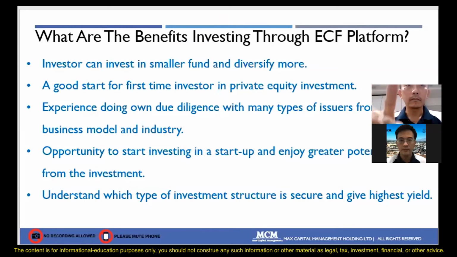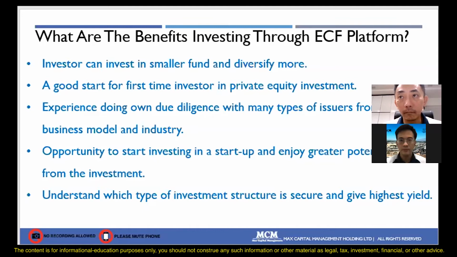The second one is a good start for first-time investors in private investment. And the third one is experience in doing your own due diligence with many types of issuers from different models and industries. When you want to invest in 10 companies, of course, you go and listen more to the pitching, and you also listen to how the business model works. As time goes, you learn the lessons and the knowledge on how to choose which company is good and which company is not so good.